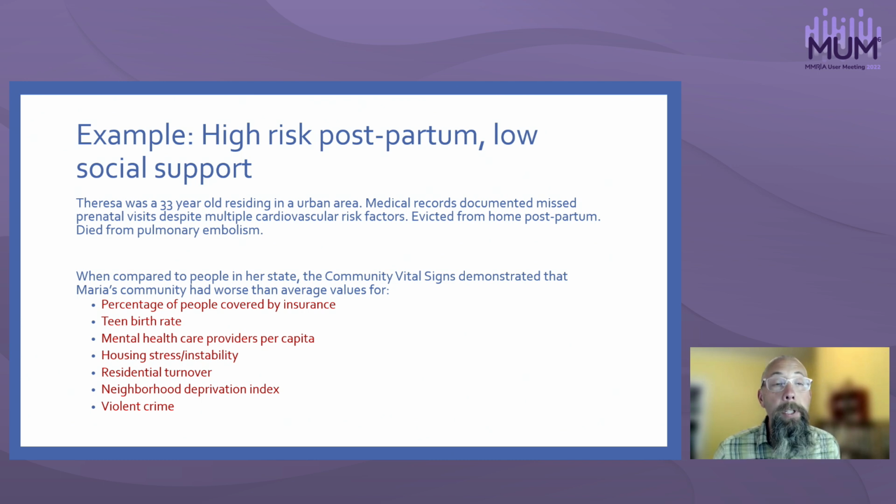Now, when we look at her community vital signs dashboard, they demonstrate that Teresa's community had worse than average values on the percentage of people covered by insurance, on the teen birth rate, the number of mental health care providers, the amount of housing stress and instability, the amount of residential turnover, the neighborhood deprivation index, and violent crime.